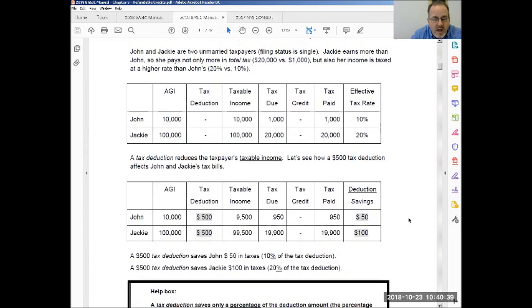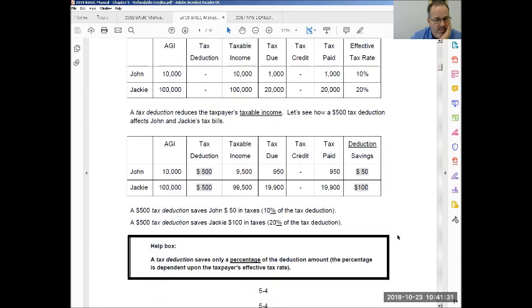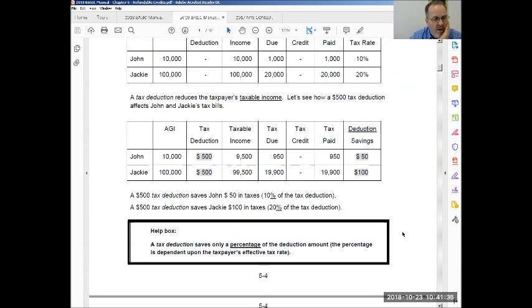Now, if we have a deduction, and again, a deduction is coming off of our income, all right? Remember, deductions go with income. If we look there, they each had a $500 deduction that lowered John and Jackie's taxable income, okay? Now, tax due is calculated on taxable income, and then we have the tax that they would pay. It's not dollar for dollar. Deductions are never dollar for dollar in what we owe, okay? It's a portion. If you look at the deduction savings, that $500 only saved us $50 on our tax return. So those are deductions, okay? As it says in the help box at the bottom of 5-4, a tax deduction saves only a percentage of the deduction amount. It's not dollar for dollar, okay?